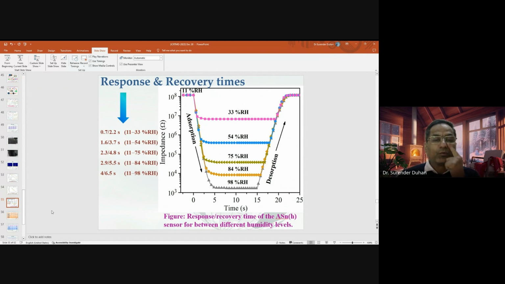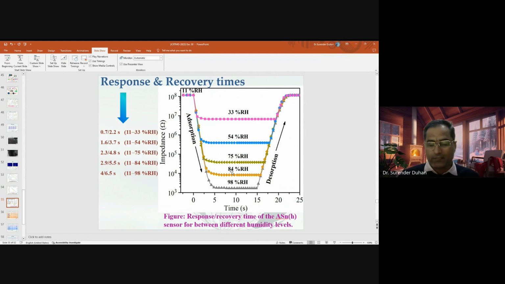Similarly, for 11 to 54 RH percentage, response time 1.6 and recovery time 3.7. Similarly, at last 11 to 98 RH percentage, response time 4 seconds and recovery time 6.5 seconds. 11 to 98, 98 to 11.